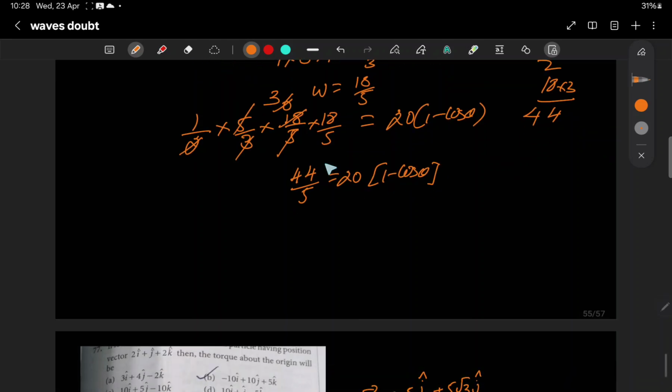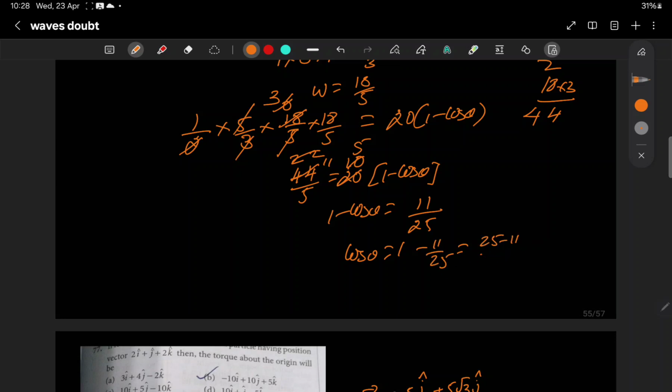So here, cut it, 20, 2 and here 10, again 11, again 5. So 1 minus cos theta will be equal to 11/25. So cos theta will be equal to 1 minus 11/25. You will get 25 minus 11 by 25, so 25 minus 11 is 4 by 25. Oh, weird answer we are getting. I think we made a small error here.